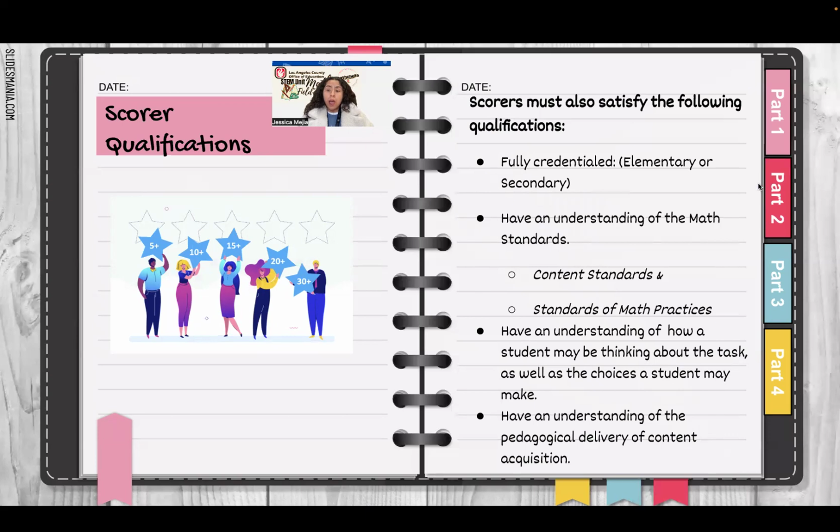And then we do encourage that you have an understanding of the multiple representations that students may use to submit their work, right? Since we're scoring, it's important that we are conscious of the different types of solutions or approaches students might use for specific tasks. And then we also encourage familiarity with pedagogy and delivery of the content, to understand how the student perceives the task, or the perspective of the task.